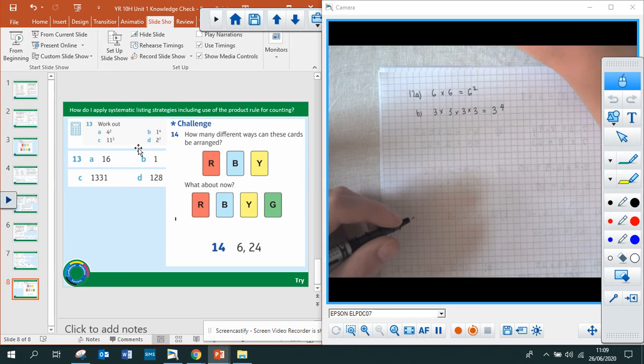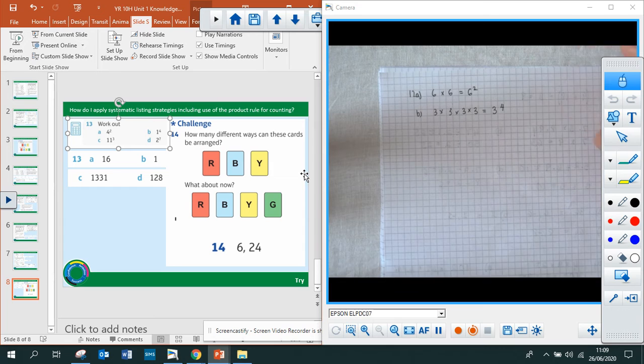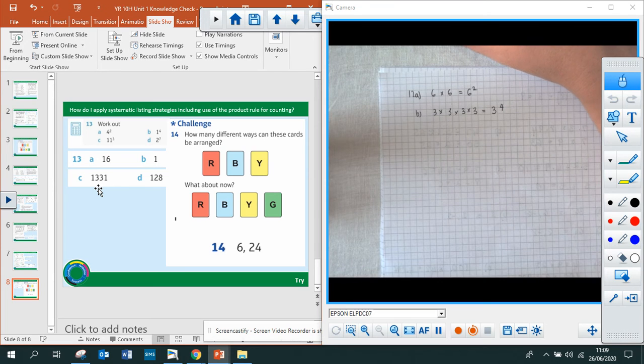Now question 13 first. You could use a calculator. I'm not going to bother go through those. You use your calculator. 4 squared, 1 to the power of 4, 11 cubed, and 2 to the power of 7, and you should have got the answers that are shown below there. So 4 squared, 16. 1 to the power of 4 is 1. 1 to the power of anything is 1, okay? Then 11 cubed is 1,331, and then 2 to the power of 7 is 128, okay?